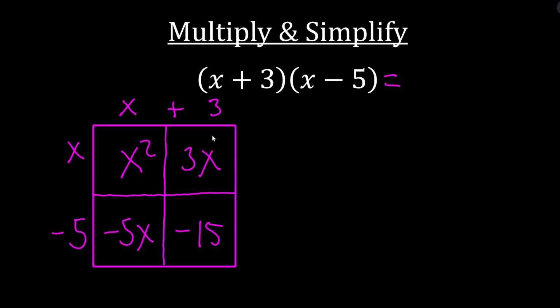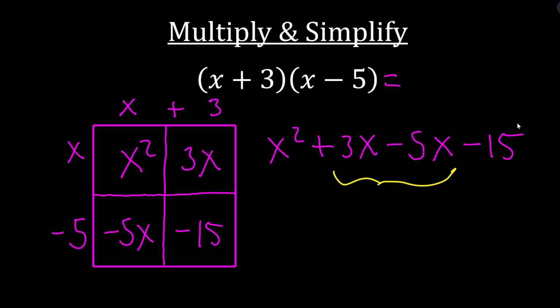So what we found is the areas of each of these smaller rectangles, and the area of the entire rectangle is the sum of these, which is x squared plus 3x minus 5x minus 15. The sum of these is the area of this larger rectangle, which we said in the beginning is the same as the product of x plus 3 and x minus 5. So that's what we just found, and all we have to do now is simplify by combining like terms. So we get exactly what we would get if we FOILed.